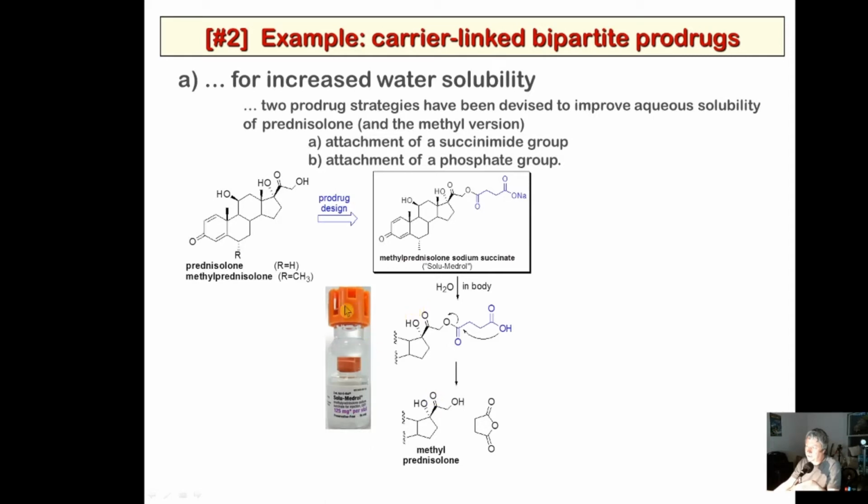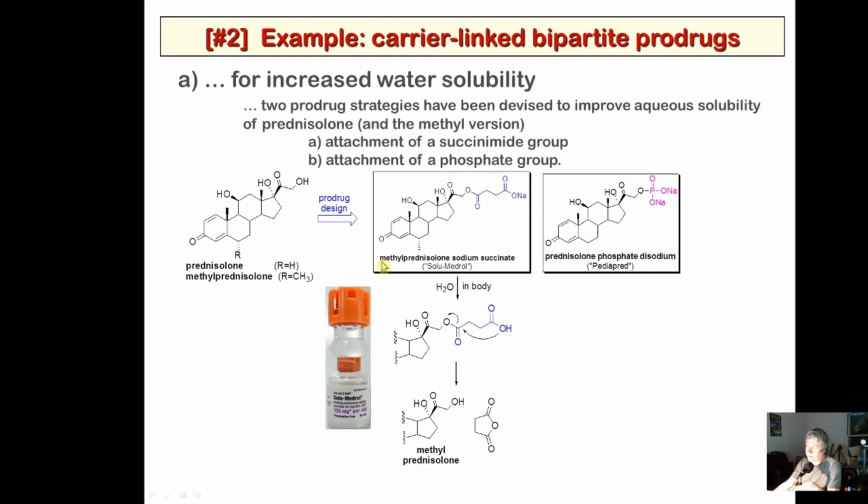And so it's in this sort of container, and you would add water to it, probably by syringe, first to dissolve it, and then you would administer it. And then there's another way to do it.